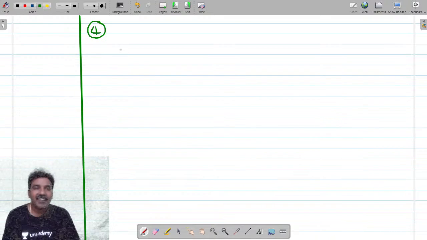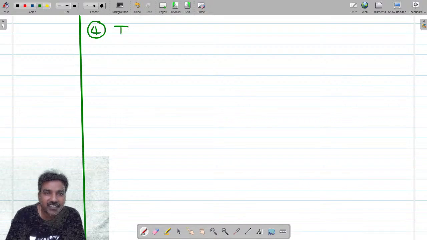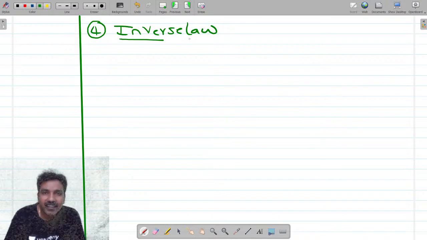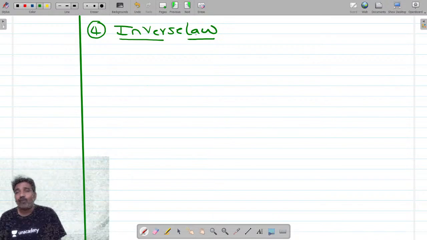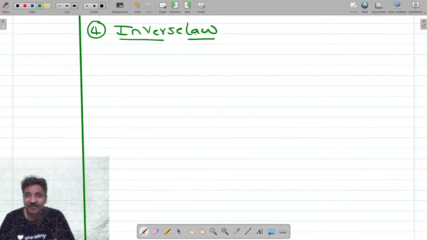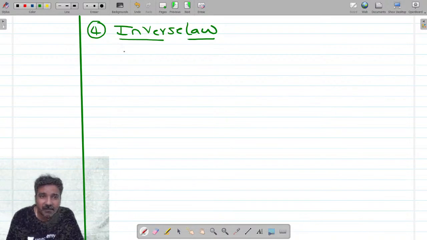Fourth one, this is inverse law. Don't worry, I will discuss multiple examples. Things will be very, very clear. To define a vector space you need multiple definitions, otherwise you don't understand. Inverse law, what does it mean?